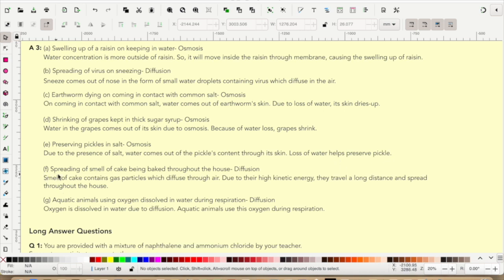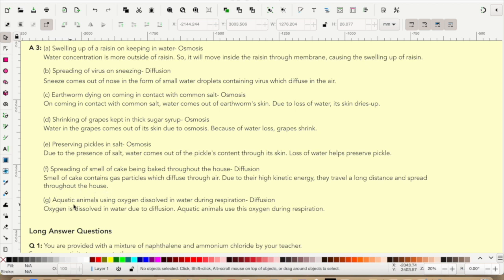Next part, spreading of smell of cake being baked throughout the house. This is diffusion. Smell of cake contains gas particles which diffuse through air. Due to their high kinetic energy, they travel a long distance and spread throughout the house.